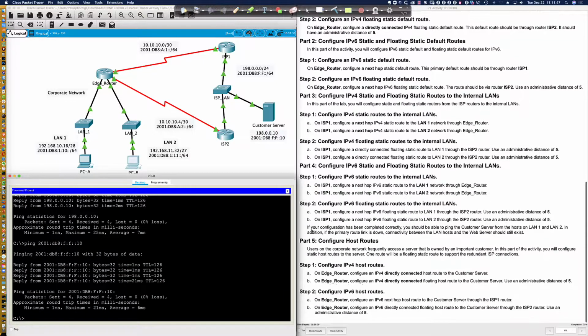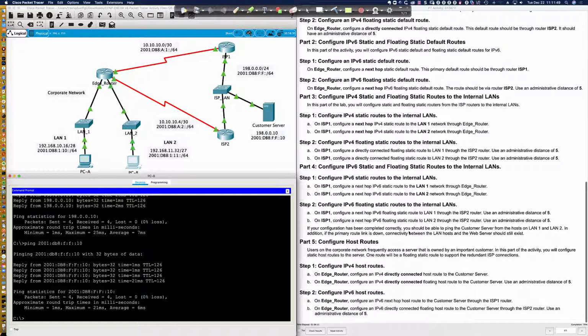So up to this point, all of our configurations are correct. We're at 75%. Now we're going to configure what are referred to as host routes. So users on the corporate network frequently access a server that is owned by an important customer. In this part of the activity, you're going to configure static host routes. These are /32s. That is a host route. One route will be a floating static route to support the redundant ISP connections.